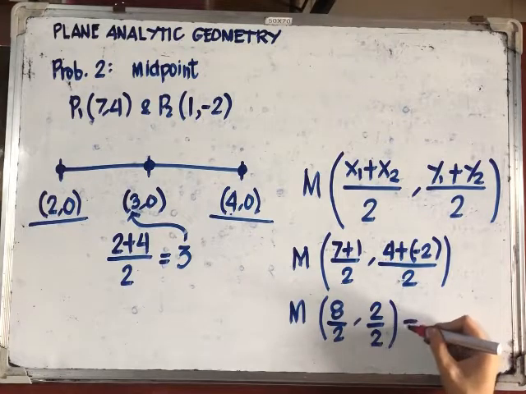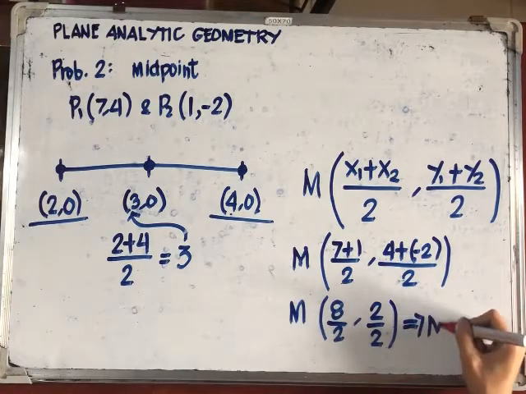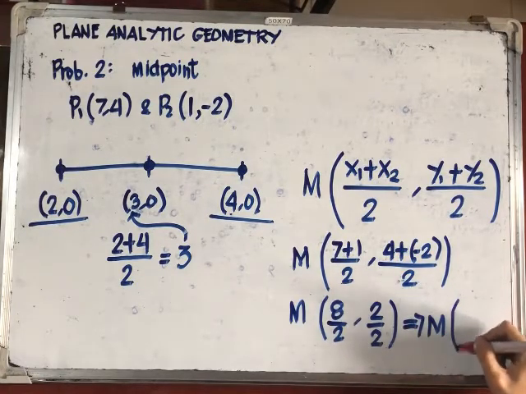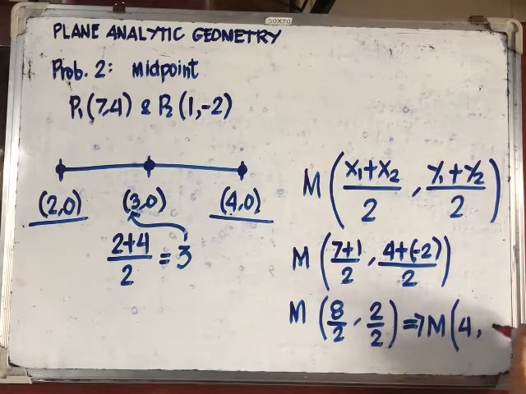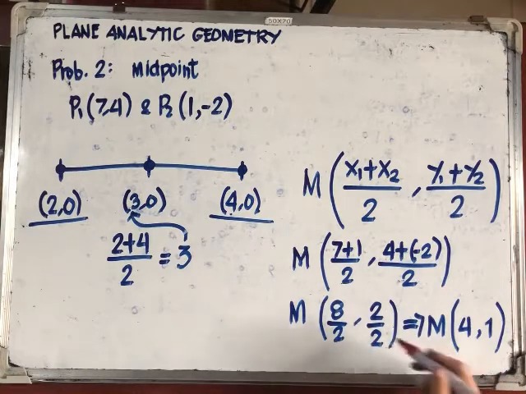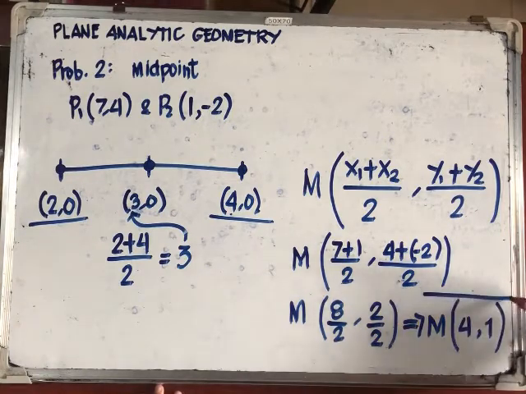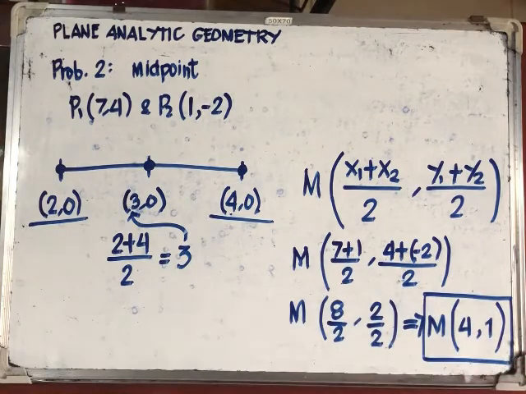So our midpoint final answer would be (4, 1). Right? 8 over 2 is 4, 2 over 2 is 1. This is our midpoint, the middle point between the two points given. Alright.